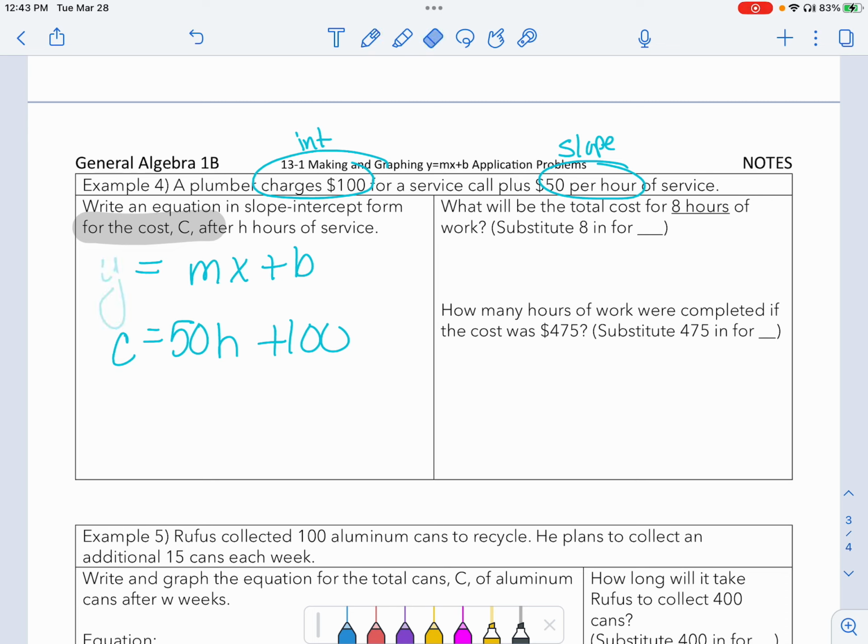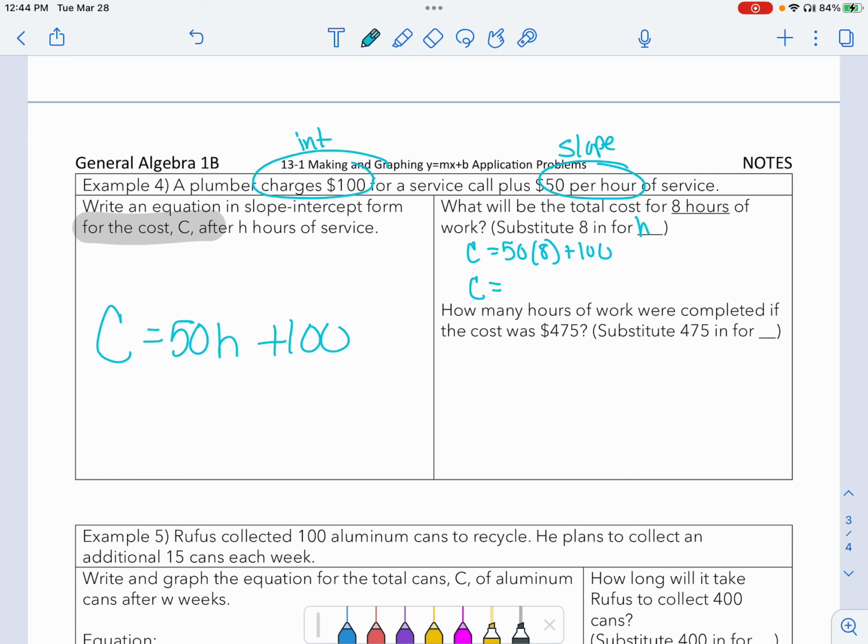So I'm going to erase our old one, our more comfortable one, using y and x, and replace it with c and h. It doesn't look like a capital C. There we go. What will be the total cost after 8 hours? That means to substitute 8 in for h because it's hours. So I'm going to do c equals 50 times 8 plus 100.